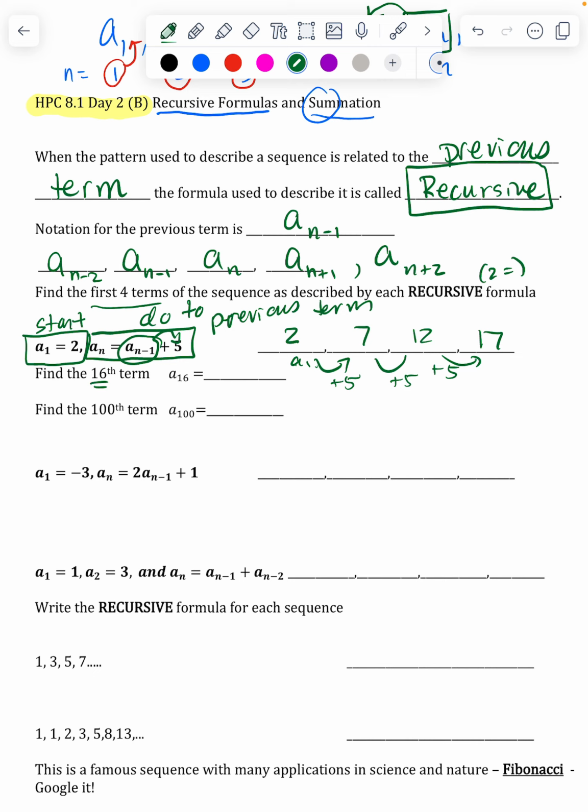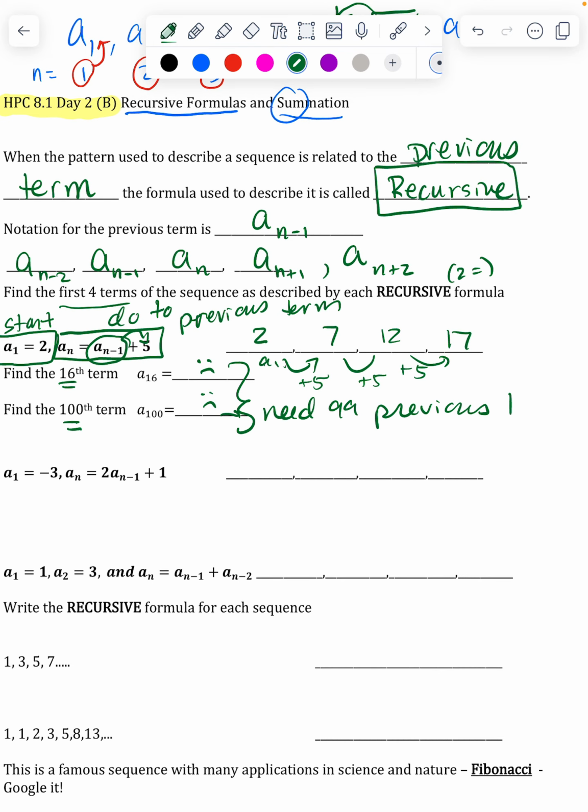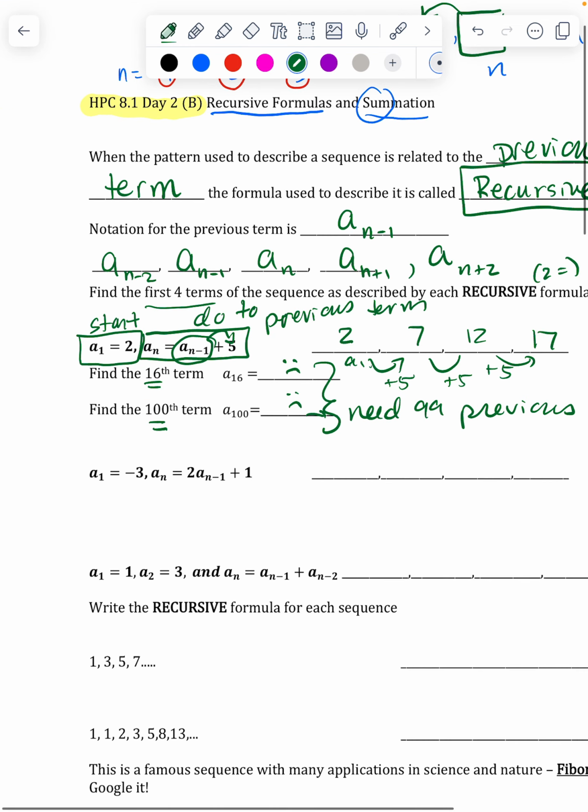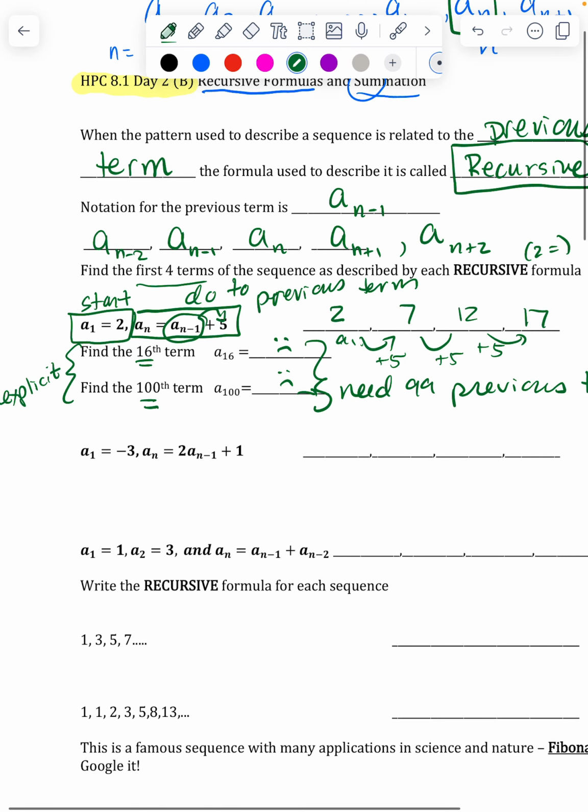The trouble with recursive is these guys. I don't really want to find either one of these because you have to know all the previous terms. So you would need, in this case, the 99 previous terms, because you can't build on the term in front of it if you don't know the term in front of it, and then you have to do this long string of add 5, add 5, add 5. So that's where explicit came into play, where this would be better to do with an explicit formula, where I can just plug in the 100 and plug in the 16.